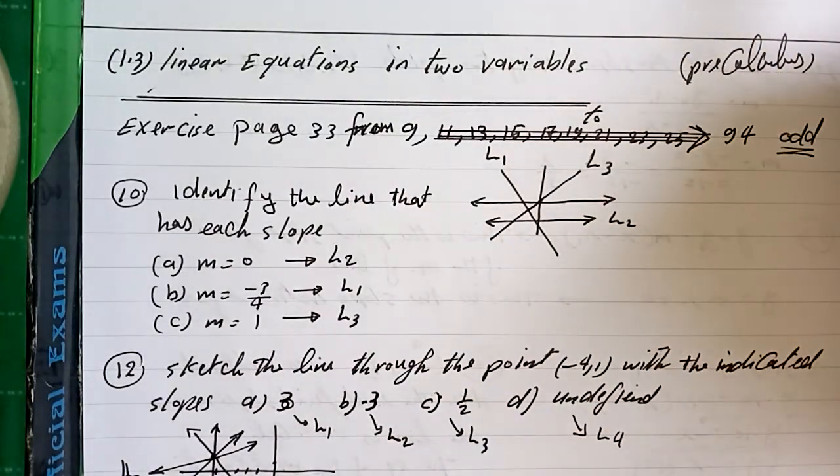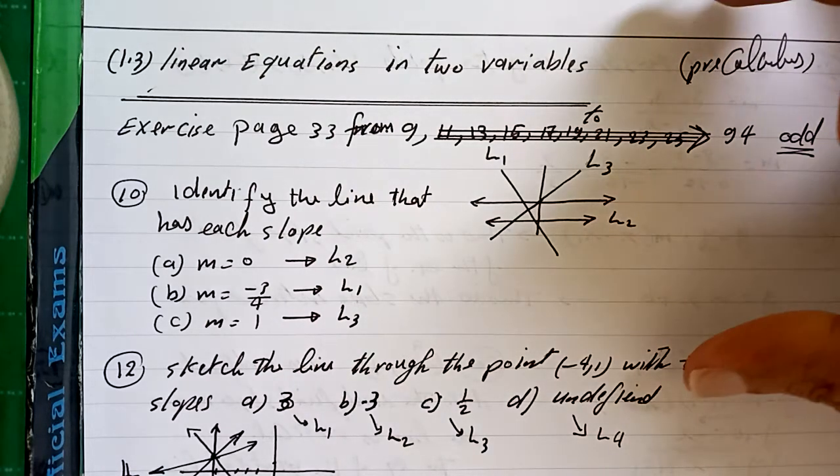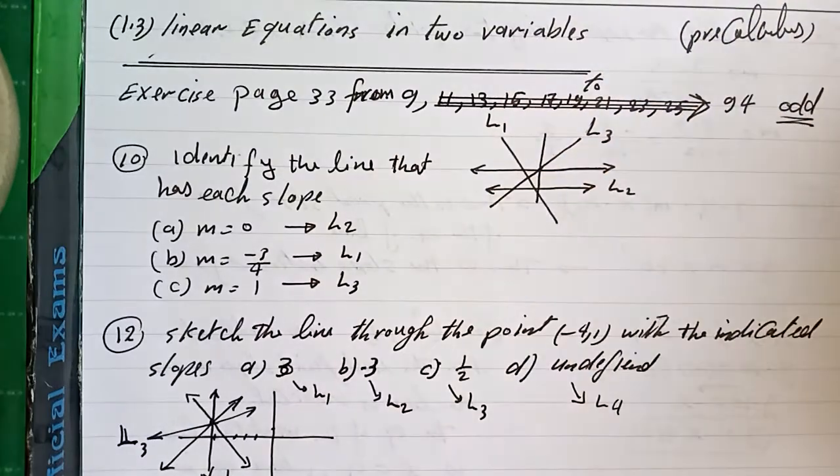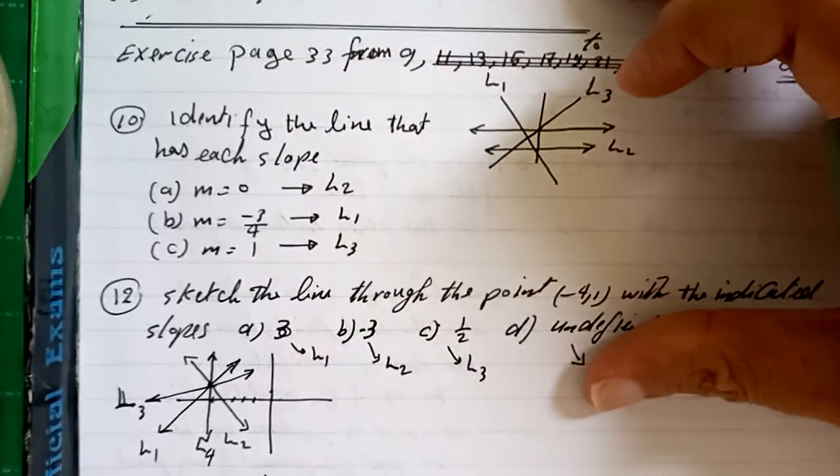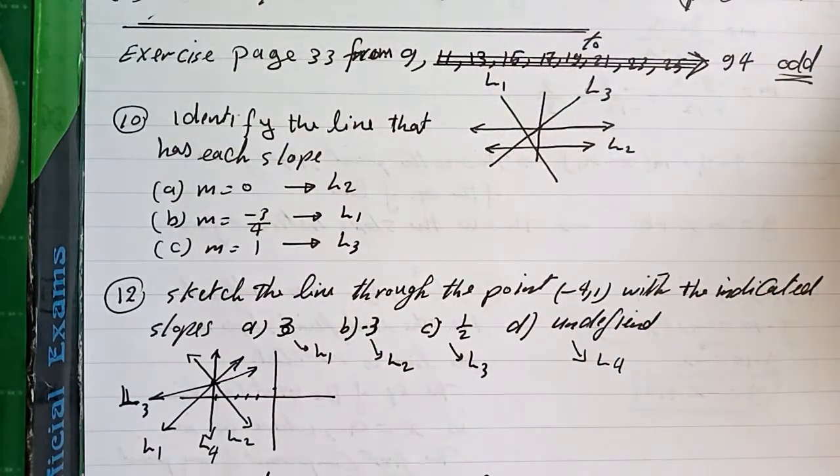This lesson is 1.3, linear equations in two variables. The exercise is on page 33, from 9 to 94, odd numbers. I'll take some of them. Number 10: identify the line that has each slope.